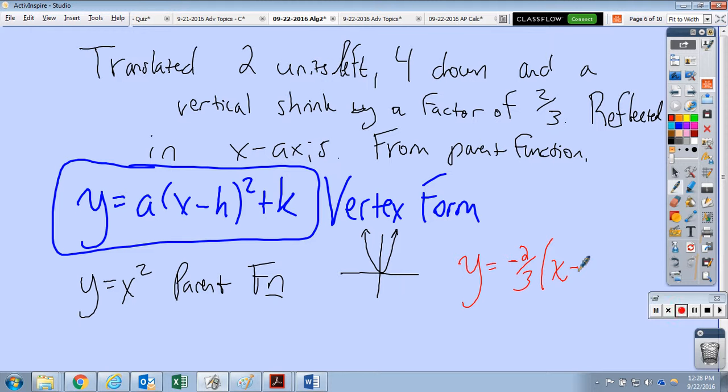And is it doing that? Yeah, it's translating to the left. So what would H be? Negative 2. Good. And then this is squared. That part never changes. And now the K. It'd be negative 4 because it's going 4 down. So it's negative 4.